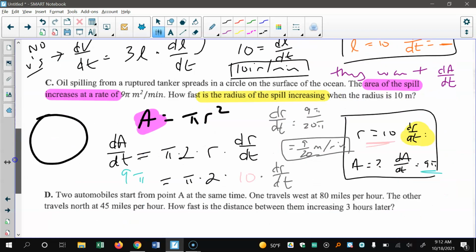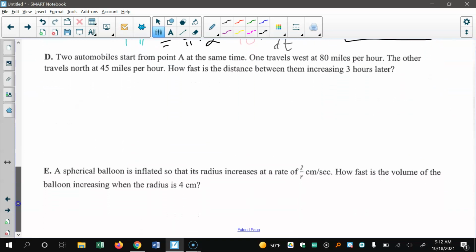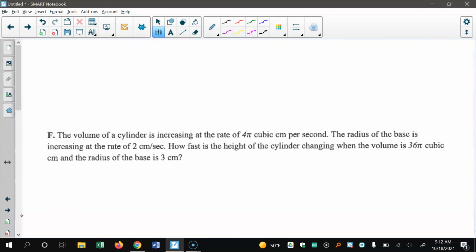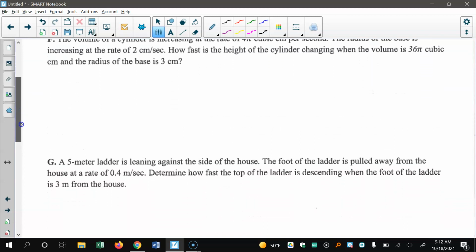All right, we are going to skip D, we are going to skip E, and we are going to go to G, and that'll be it for this video.